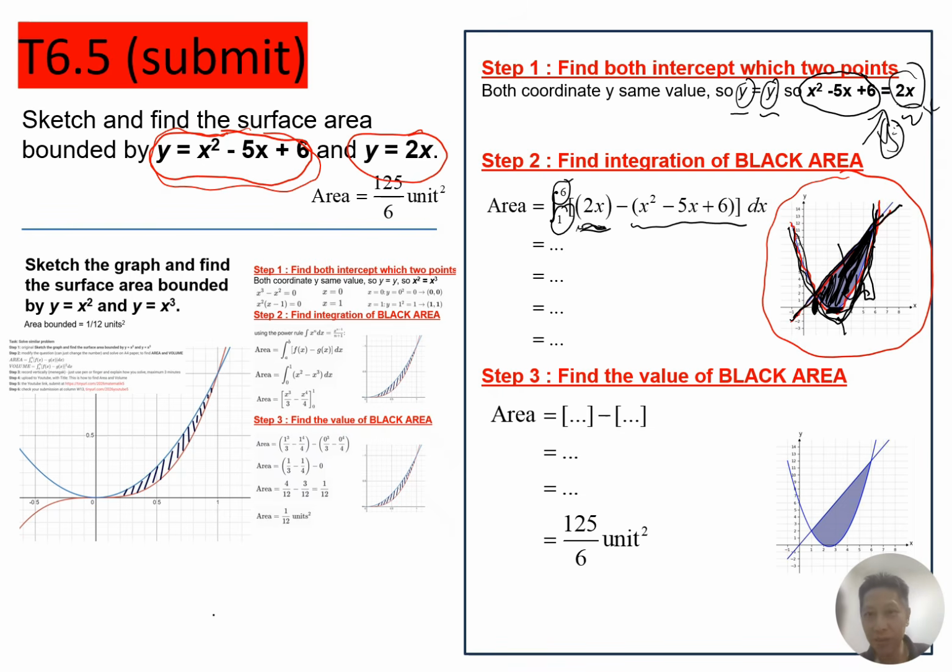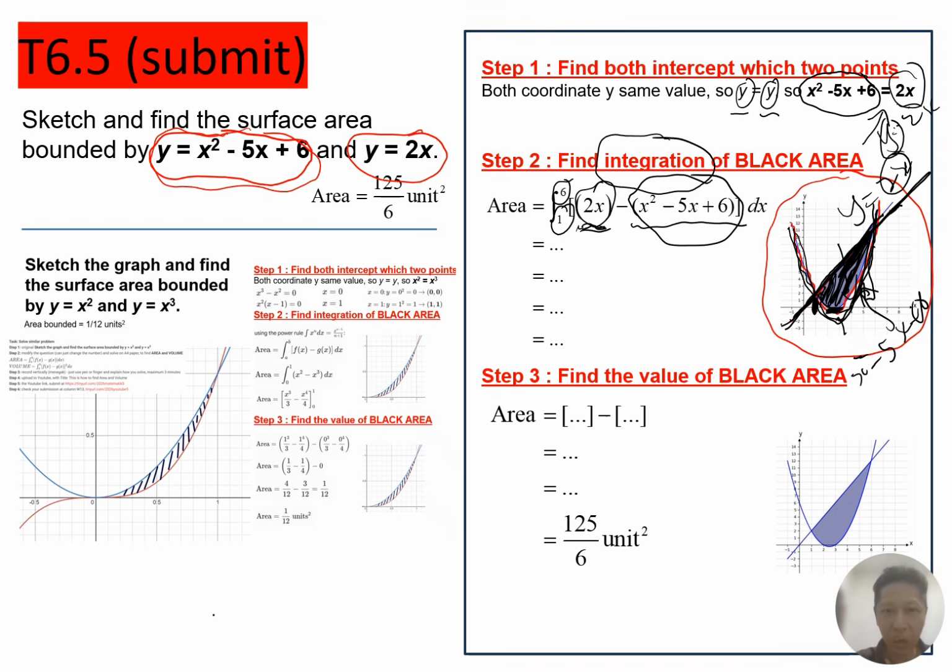Okay, now we're going to find the integration to represent the black area. The integral of the black area equals the upper function, the straight line y equals 2x, minus the lower function, x squared minus 5x plus 6. Now we're going to merge them together, and then we will integrate it. We'll cut out one integral here. Then we define it from x equals 1 until x equals 6. What will be the area? Finally, we will come out with the area is 125 divided by 6.